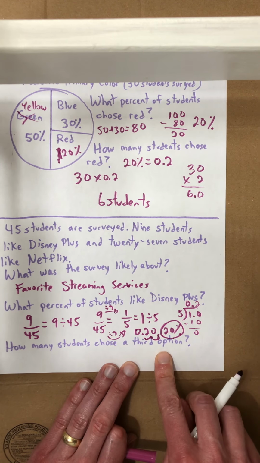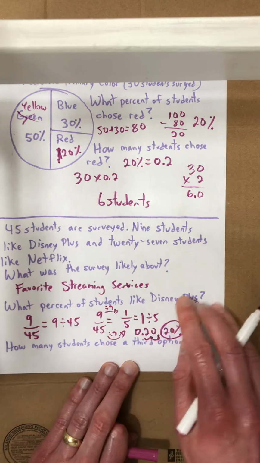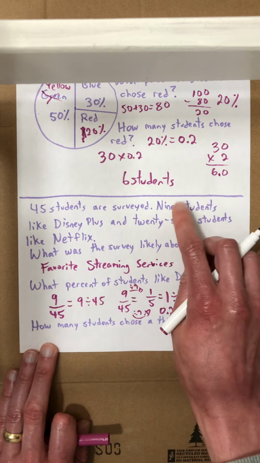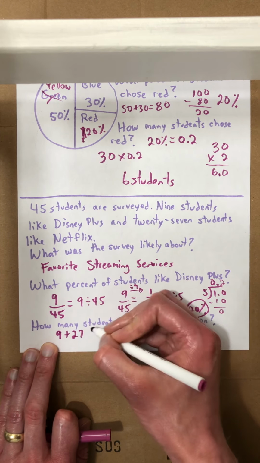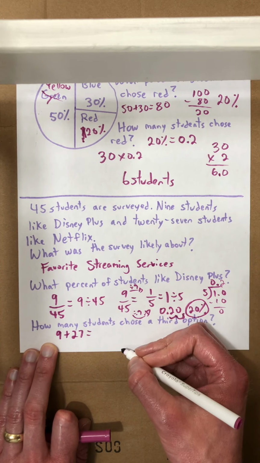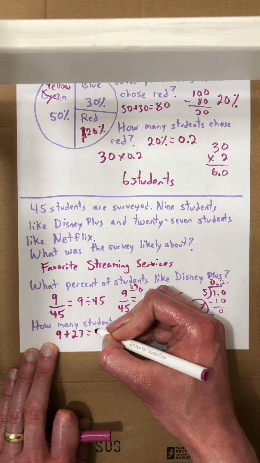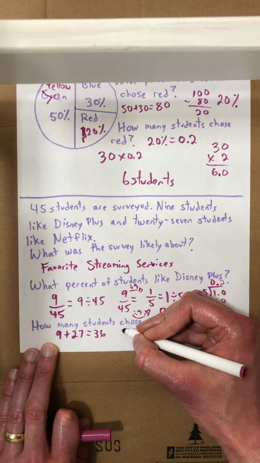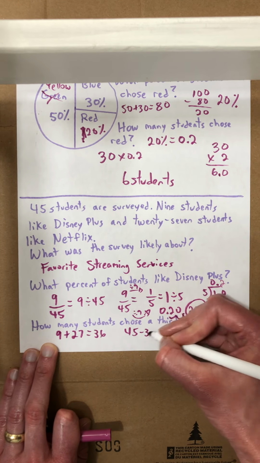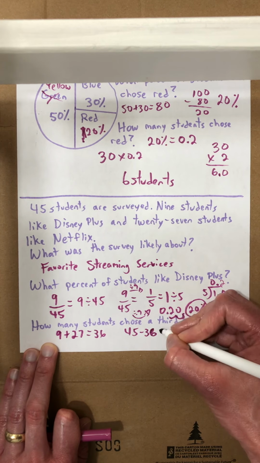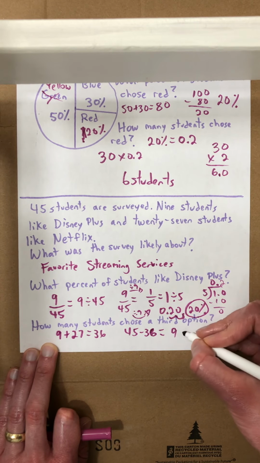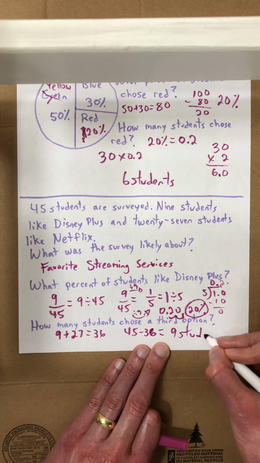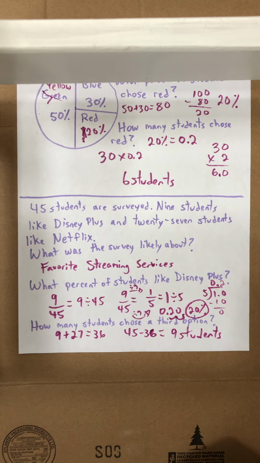How many students chose a third option? Once again, I have to know how many we have here in total. So 45 students are surveyed in total. 9 students liked Disney+. 27 students liked Netflix. So let's add those together to find out how many students have already chosen something. So 9 plus 27 leaves me with 36. If I take the full 45 and I subtract 36, I'll find out how many students are left over. And the answer will come back 9. So 9 students must have chosen something else. Maybe they're into like Crave or Hulu or something like that, I guess. Maybe they just watch YouTube.